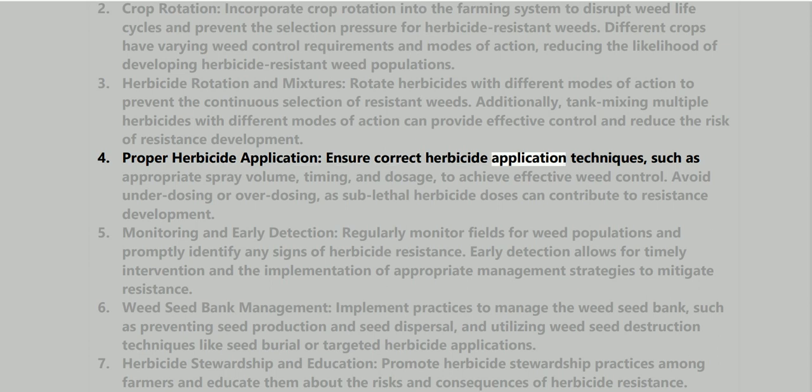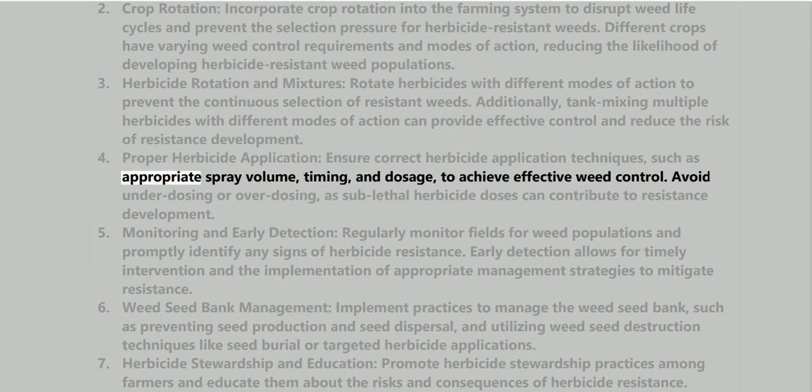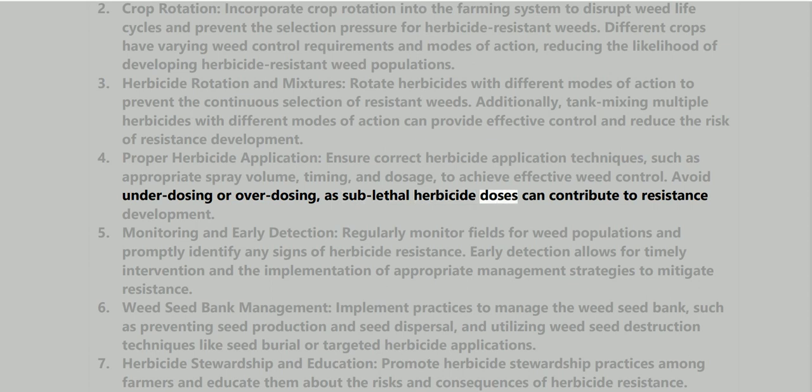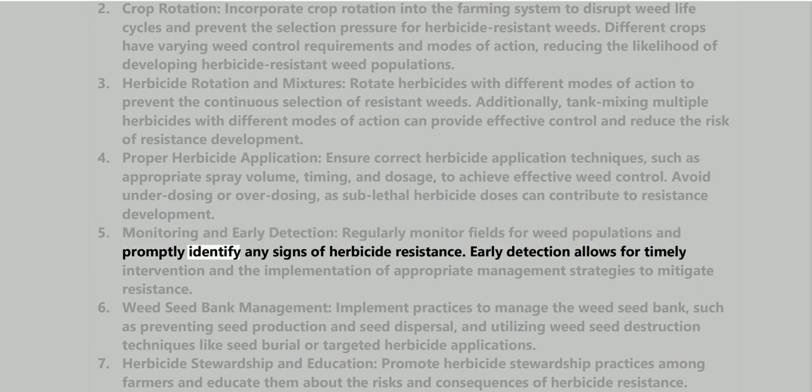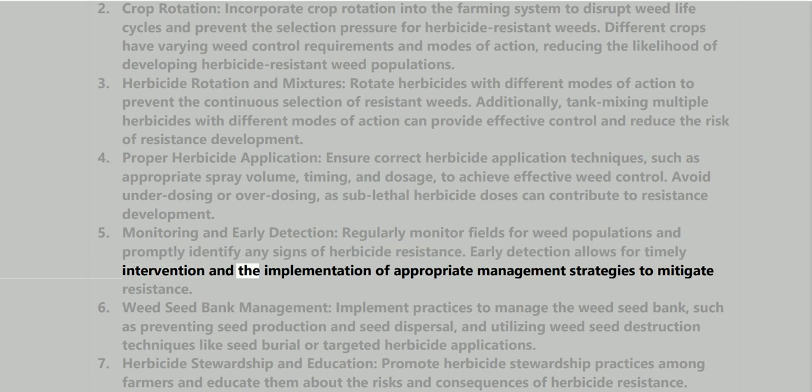4. Proper herbicide application. Ensure correct herbicide application techniques, such as appropriate spray volume, timing, and dosage, to achieve effective weed control. Avoid underdosing or overdosing, as sublethal herbicide doses can contribute to resistance development. 5. Monitoring and early detection. Regularly monitor fields for weed populations and promptly identify any signs of herbicide resistance. Early detection allows for timely intervention and the implementation of appropriate management strategies to mitigate resistance.